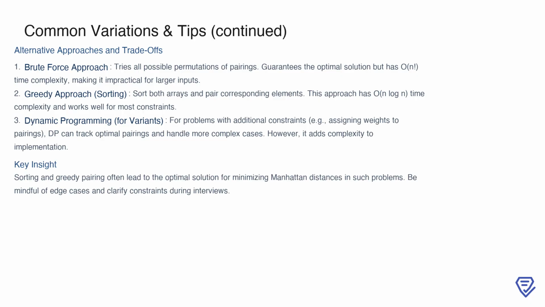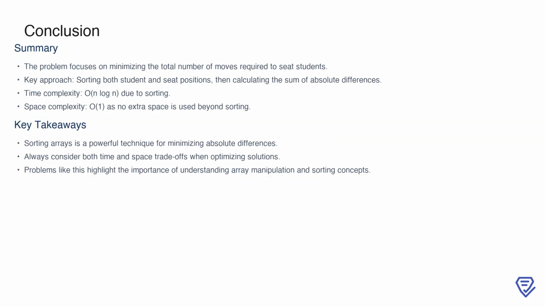Ultimately, a key insight is that sorting and using a greedy pairing strategy often leads to the optimal solution for minimizing Manhattan distances. However, always be mindful of edge cases and ensure that constraints are clarified when discussing your approach in an interview setting. To wrap up, we reviewed the key approach to solving this problem, focusing on sorting and summing absolute differences for efficiency. Remember the significance of balancing time and space complexity in algorithm design.